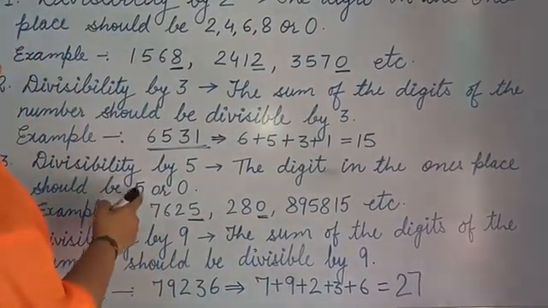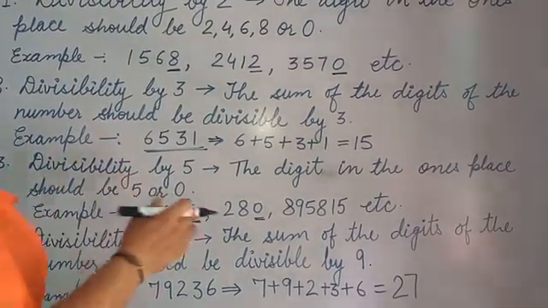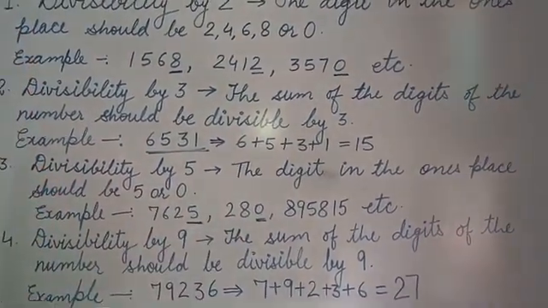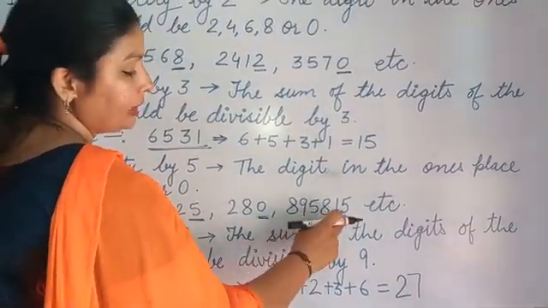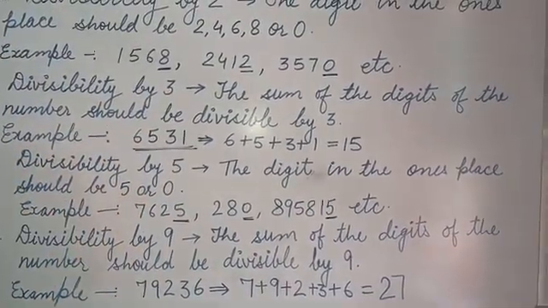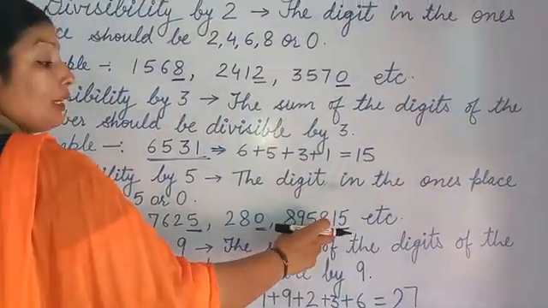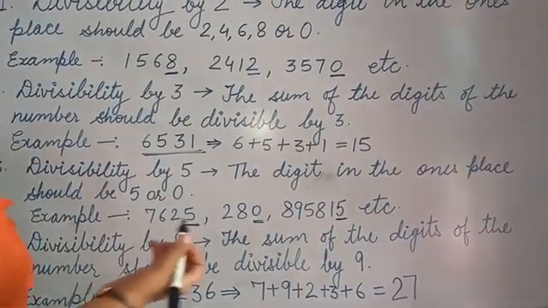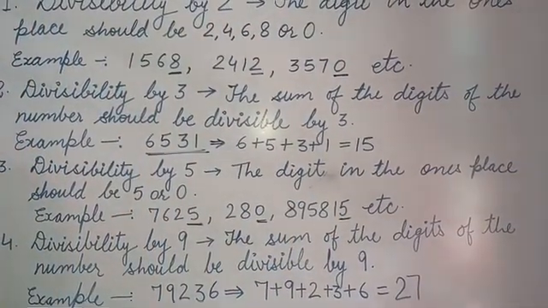Next, 280. Here in the ones column is 0. As I told, either 5 or 0 in the ones place, so the number is divisible by 5. So here it is 0, so this is also divisible by 5. 280 is also divisible by 5. Next, here is 8,95,815. What is in the ones column? 5. When we have 0 or 5 in the ones column, that means it is divisible by 5. So this is also divisible by 5. If we checked by dividing, that would take a lot of time. So directly we get that it is divisible by 5.